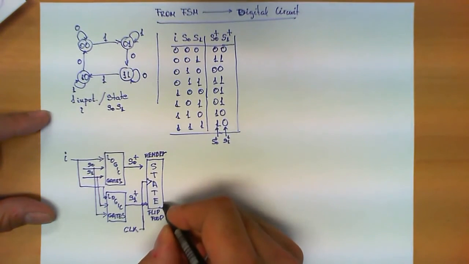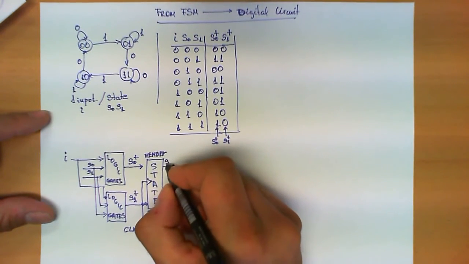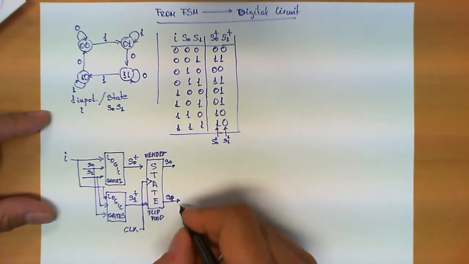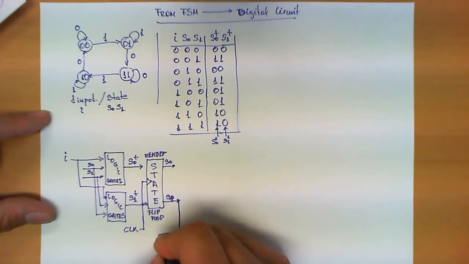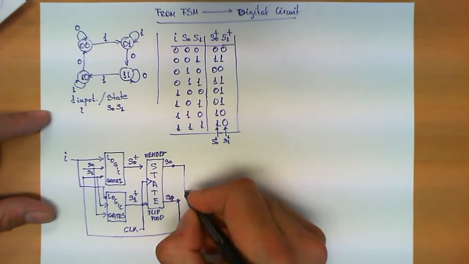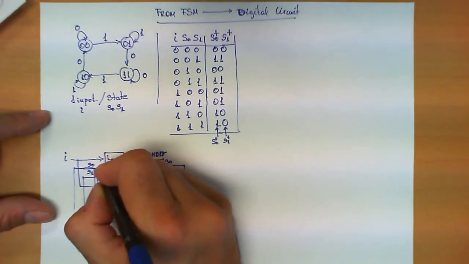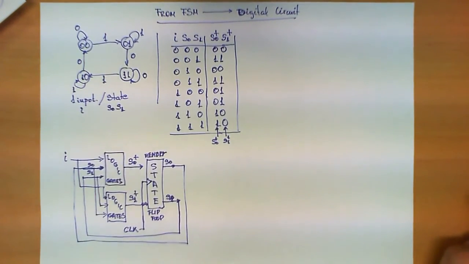And therefore what we have here is precisely the value of S1 and S0, and therefore they need to be connected to S1 over here and to S0 over here. Now this is the resulting implementation of this finite state machine.